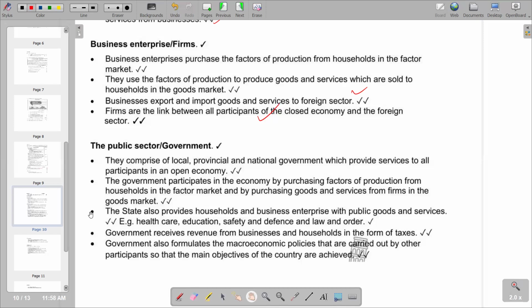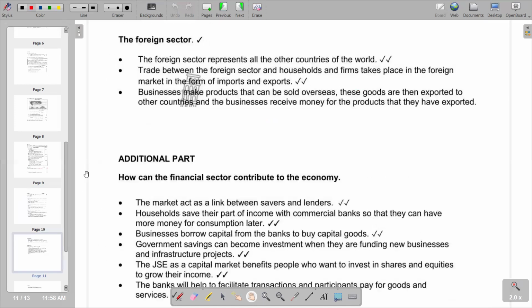So this is what we have in terms of government as a participant. Then we also go to the next part. We have got the foreign sector also as a participant. So foreign sector represents the foreign market where we have got imports and exports taking place.